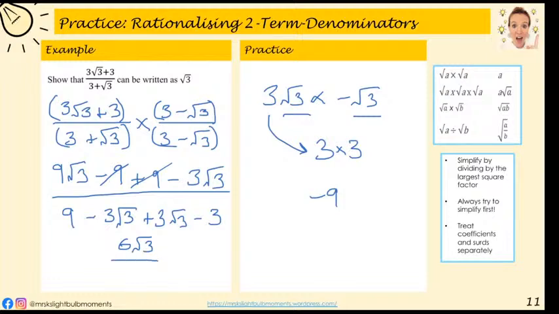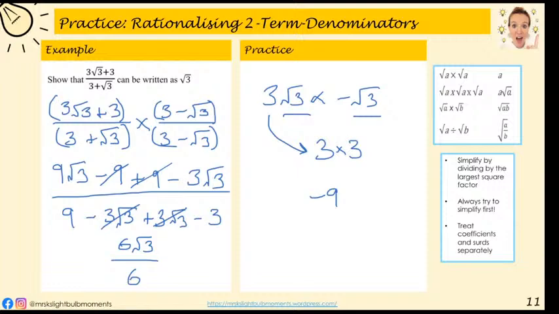On the bottom, can you see which bits cancel out? Minus 3 root 3 plus 3 root 3. Nice, we've got rid of our surds on the bottom, which is the whole point. 9 take away 3 is 6. So we end up with 6 root 3 over 6.